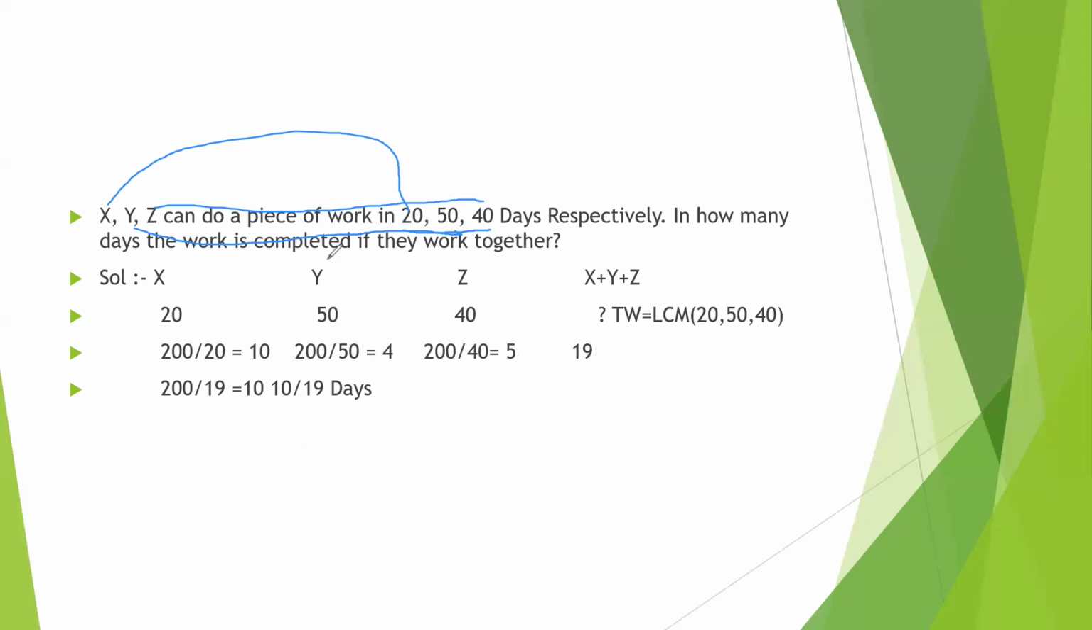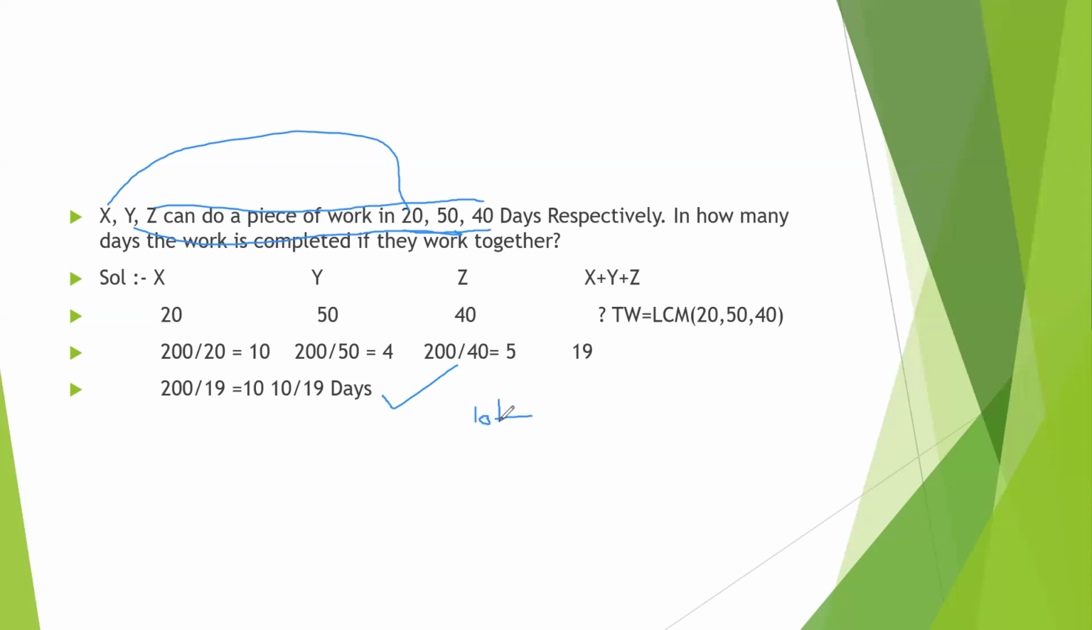Therefore the combined work is 10 plus 4 plus 5, which equals 19. The number of days equals total work 200 divided by the units all the persons do in one day, 19. Therefore that equals 10 10/19 days. This is the solution, a mixed fraction.